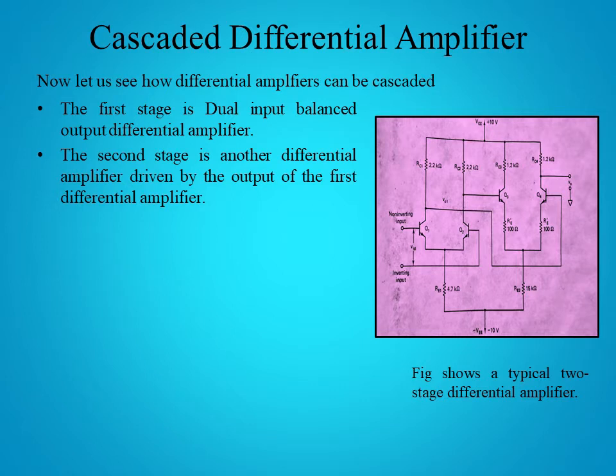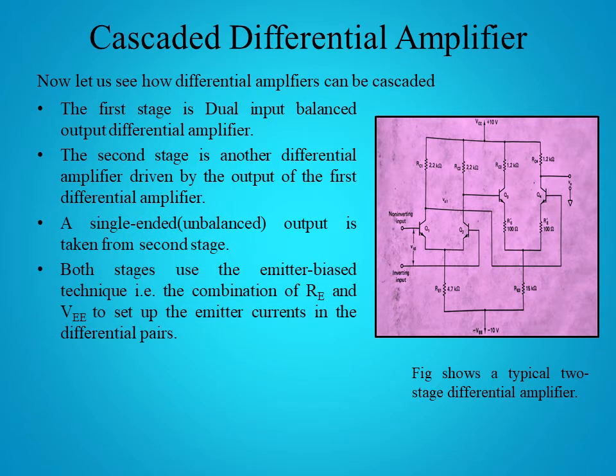The first stage is a dual input balanced output differential amplifier. See here, this is dual input and output is taken from both the ends, so it is a balanced output. The second stage is another differential amplifier driven by the output of the first differential amplifier. A single-ended output is taken from the second stage, as you can see here. This output is taken from here. So this is a single-ended output.